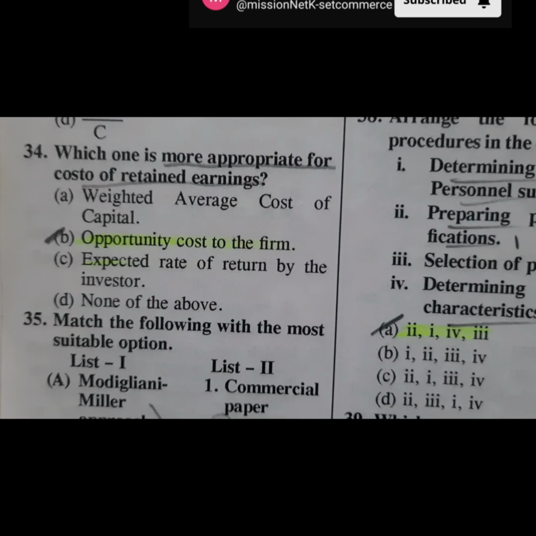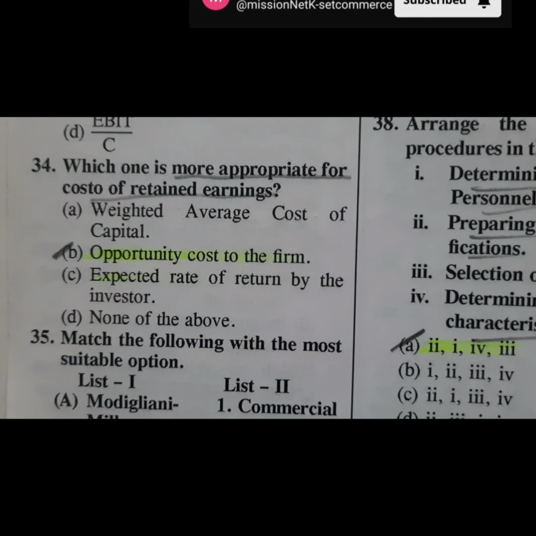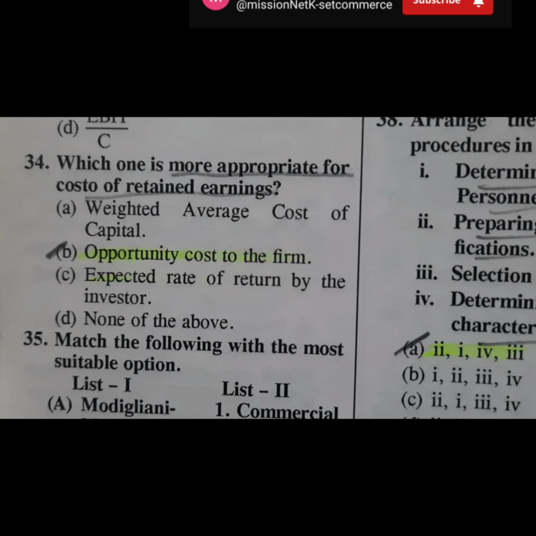Then the next question is, which one is more appropriate for cost of retained earnings? The right answer is option B, opportunity cost to the firm.